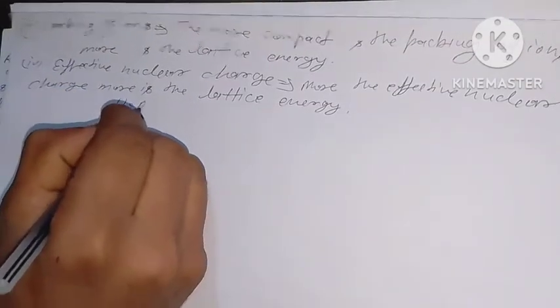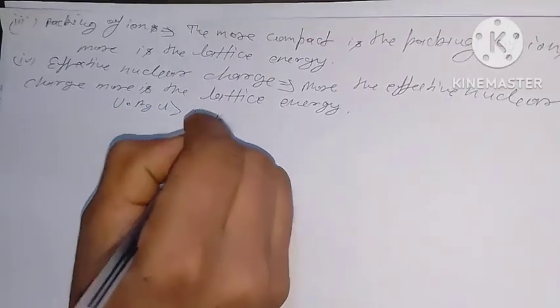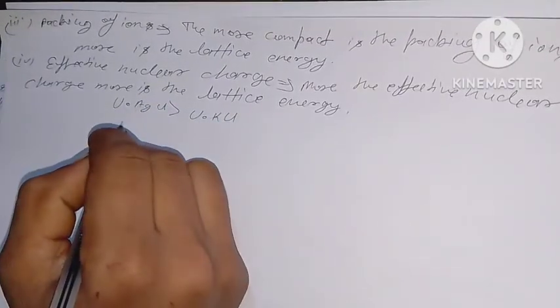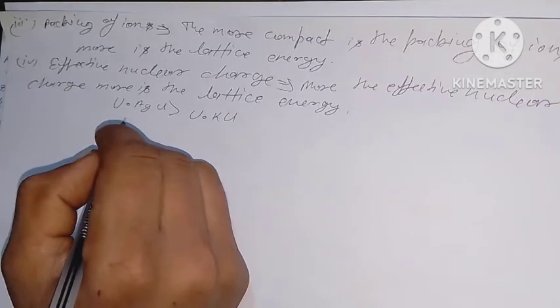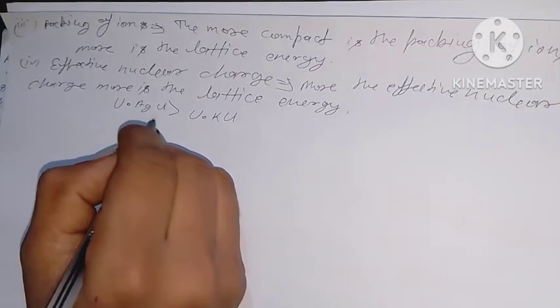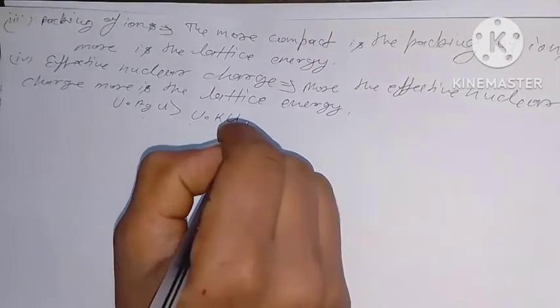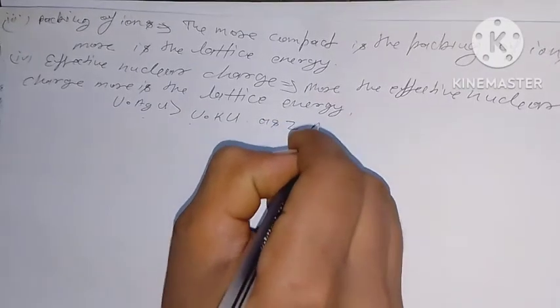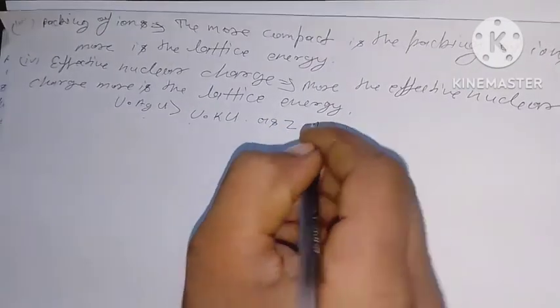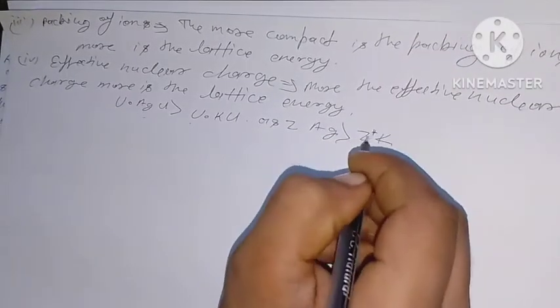Then U naught of AgCl is greater than U naught of potassium chloride, silver chloride. Silver has a greater effective nuclear charge than potassium.